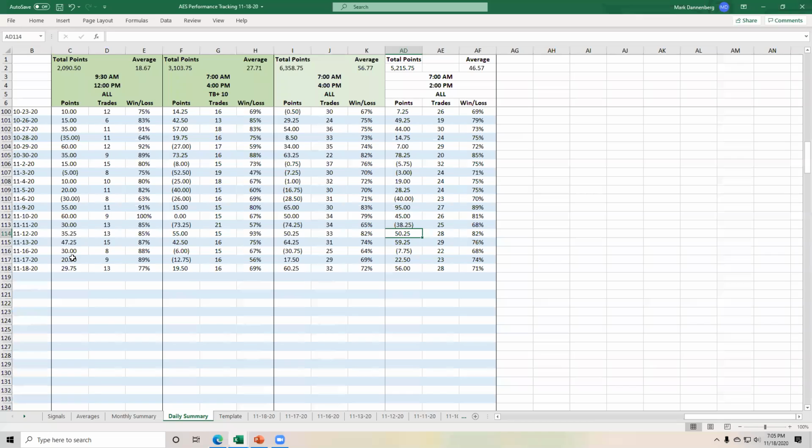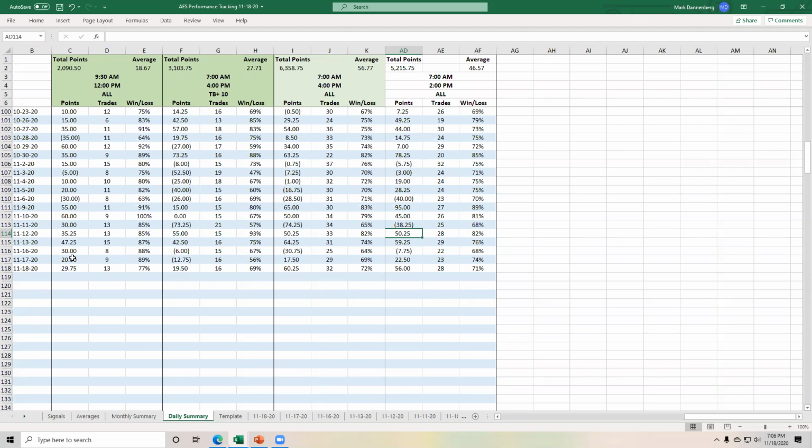Some traders might want to only trade a couple of the adaptive entry system signals. Some traders might want to trade all of the signals. There are 4 signals primarily. Some traders might want to trade a limited amount of time, which we measure from 9:30 to noon. Some traders might trade from 7 a.m. Eastern to 4 p.m. Eastern, a longer extent of time.